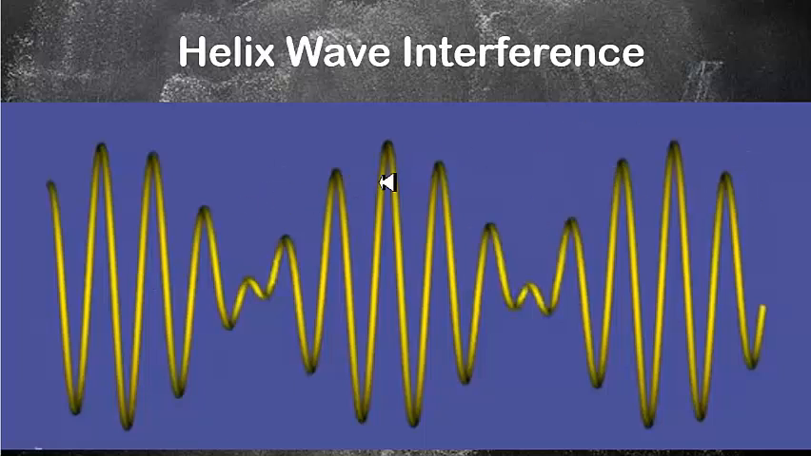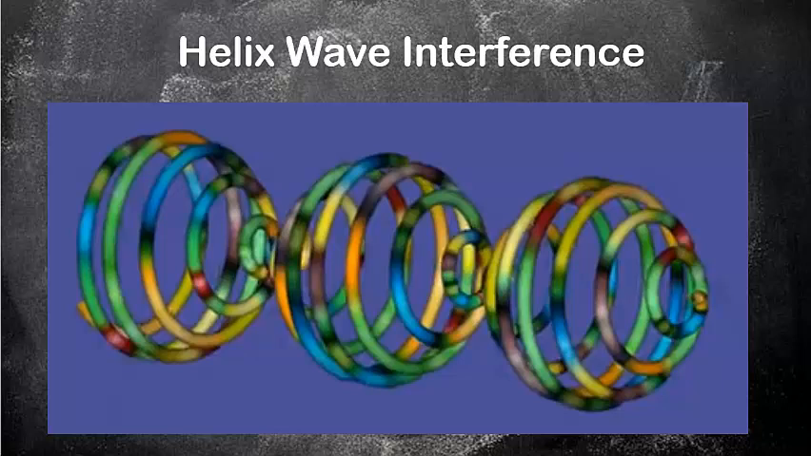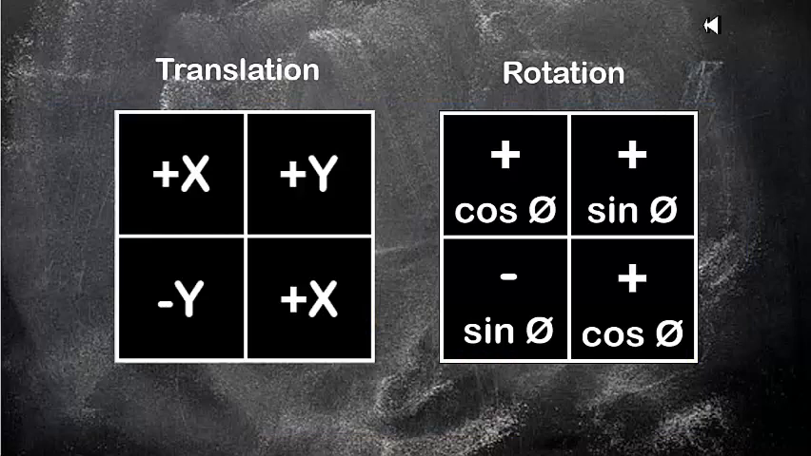Okay, and hopefully some of you had time to play around with that. So here's a few examples of the helix wave interference. These were all generated using basically this formula, the circular motion, Euler's formula. This is basically Euler's formula under the hood in 2x2 matrix form.